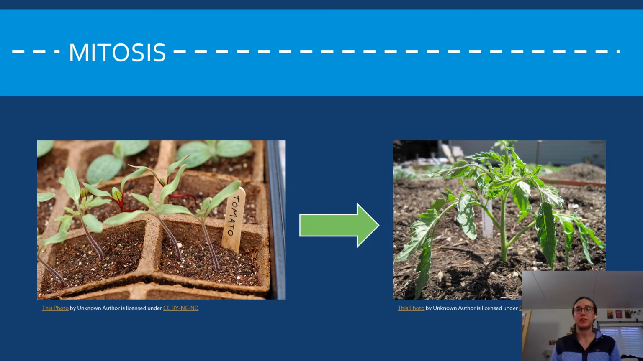We see an example of this in this tomato plant here. You get this young tomato seedling and it grows into the plant here, and that's made possible through mitosis. And you're also going to see an example of this in how bacteria replicate and form new bacterium.